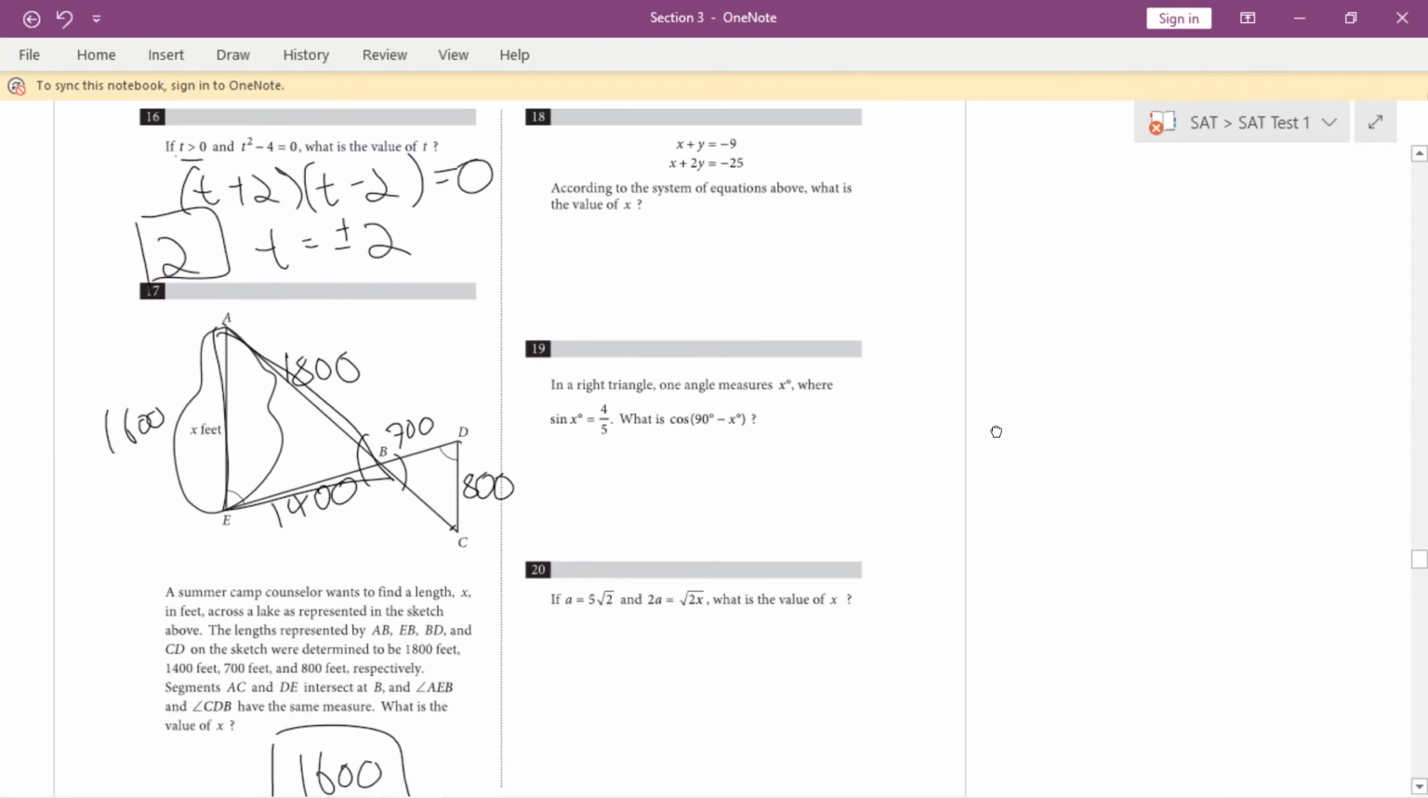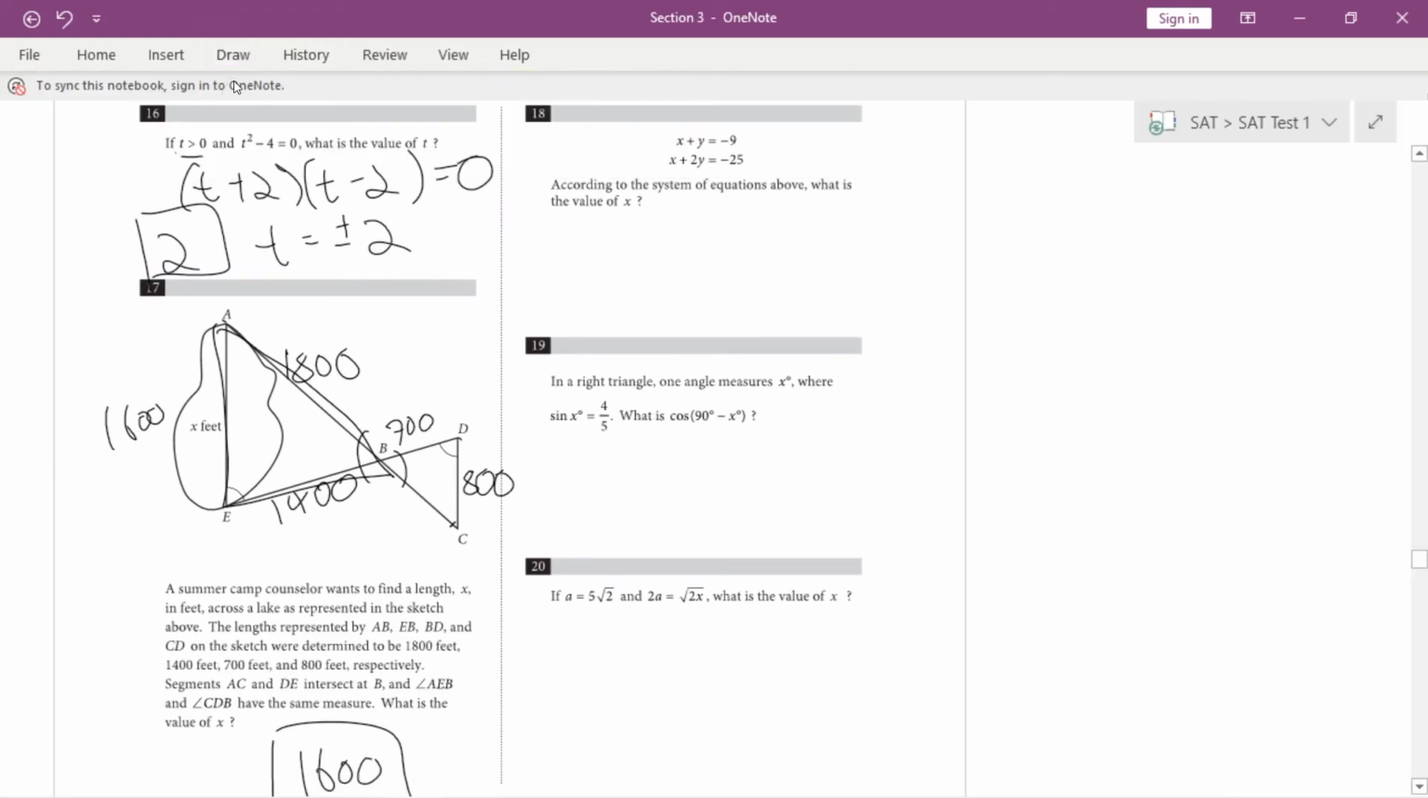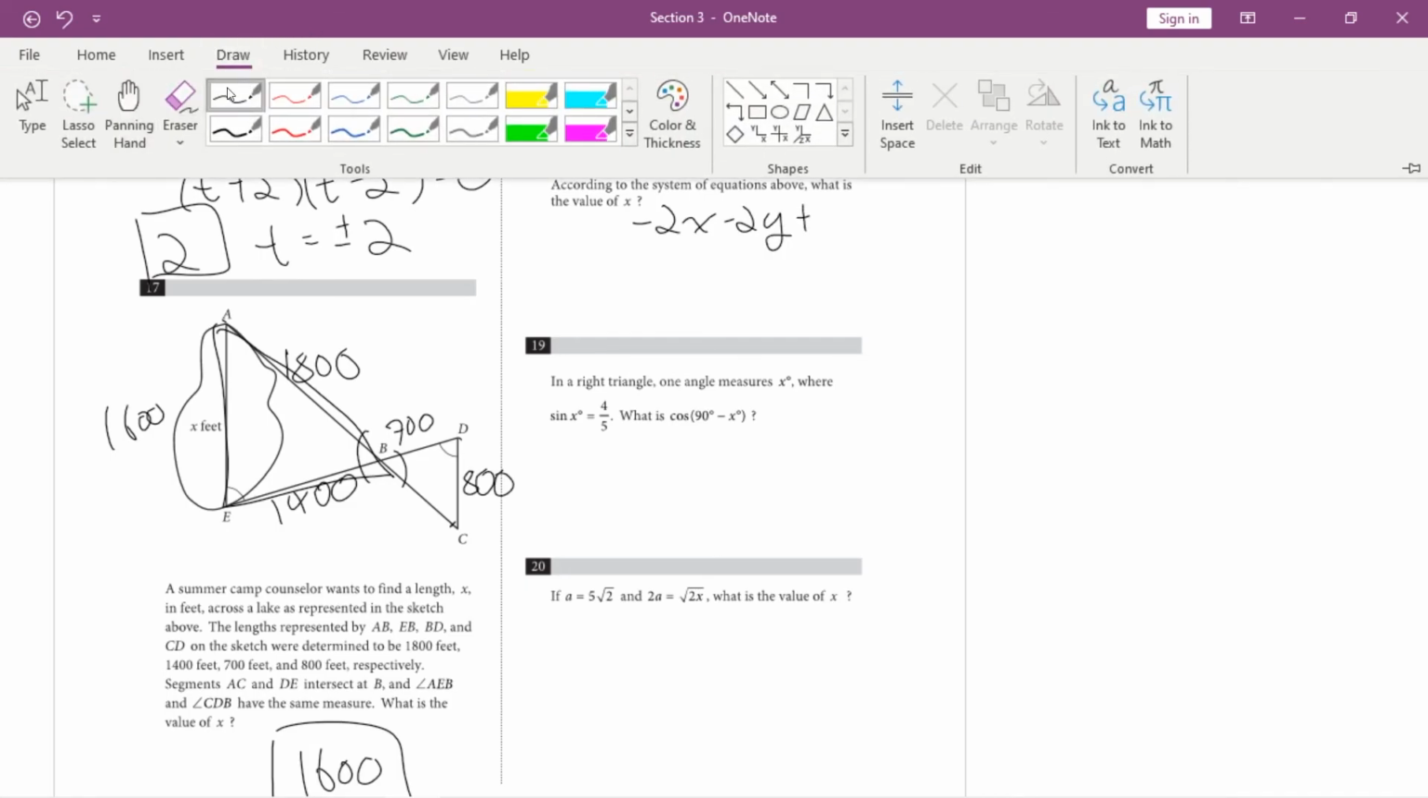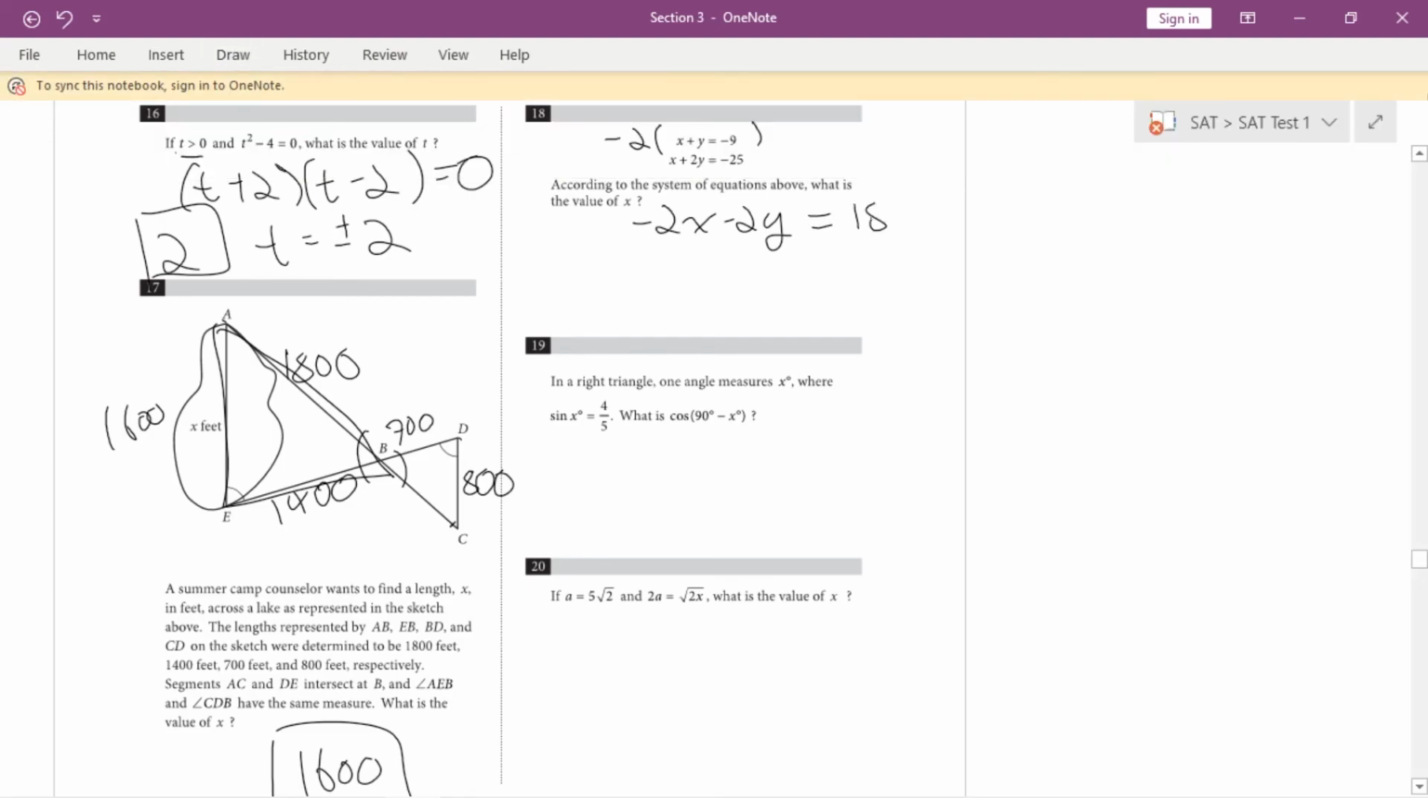Alright. If I take a look at number 18, another system of equations. It says according to the system of equations above, what is the value of x? So I actually want x. So I'm going to multiply the top equation by, we'll say, -2, because I want the y's to cancel. The question asks for x, so I should try to get rid of y's. If I do that, I get -2x minus 2y equals 18. And on the bottom, it's exactly the same. I'm not going to make any changes.